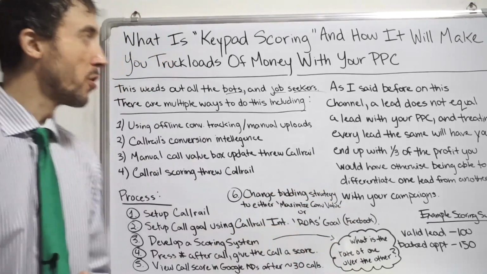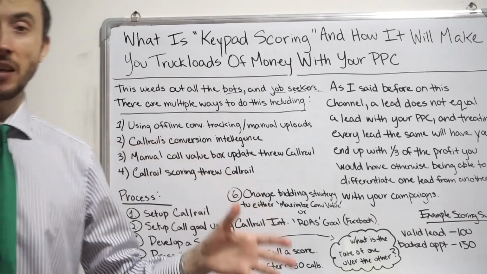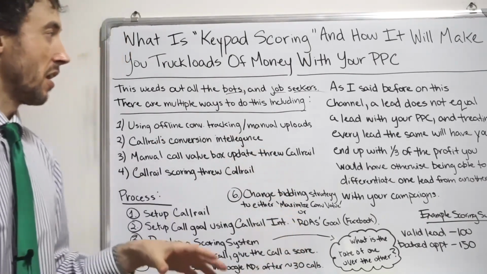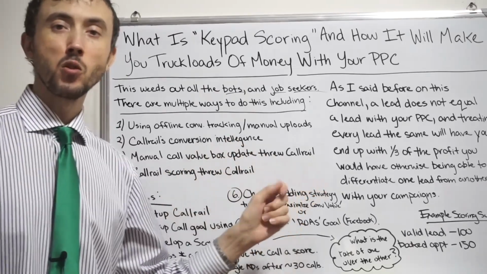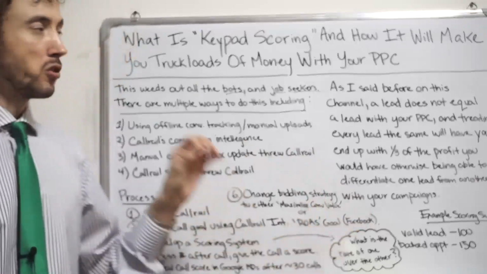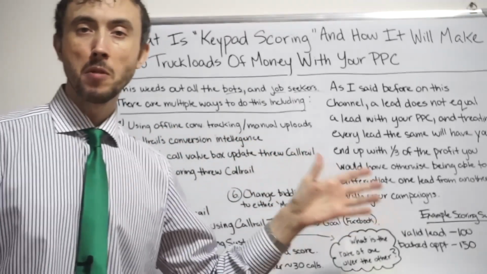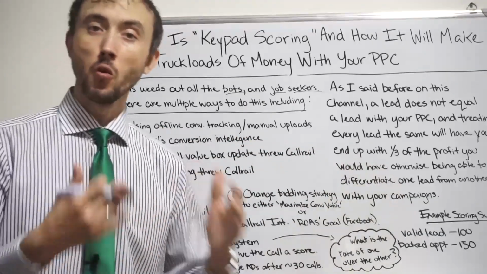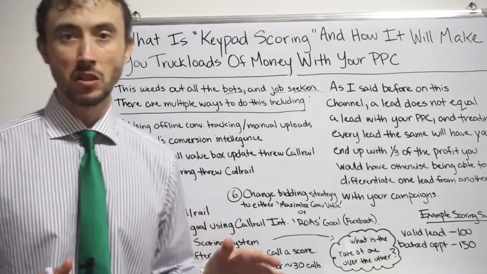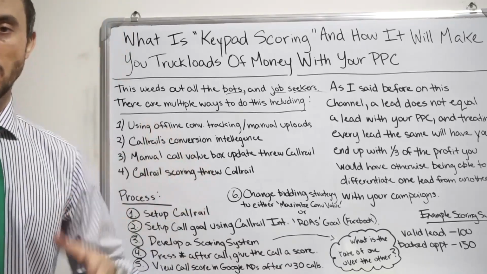So I'll go through what keypad scoring is, best practices for doing it. Of course, this is tied to call tracking, and I'm going to explain how call scoring is done specifically through the call tracking software Callrail, so that you're able to use it to make more money with your PPC campaigns, the way that we're doing it for dozens of our clients here at our PPC agency. So with that said, I'll get right into the content.